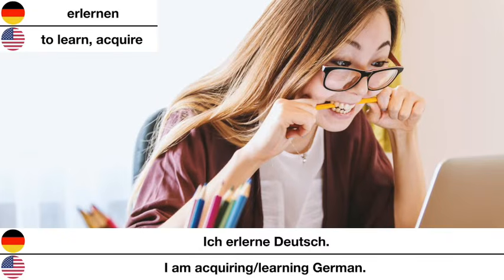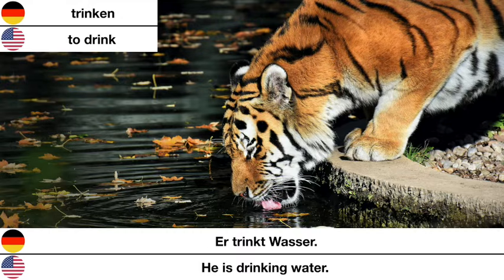Ich erlerne Deutsch. I am acquiring or learning German. We can tell with the prefix er that I didn't previously have any knowledge of the language, but I am initiating that learning process with this sentence. A strange but colorful example of this is trinken, which means to drink, and ertrinken, which means to drown.